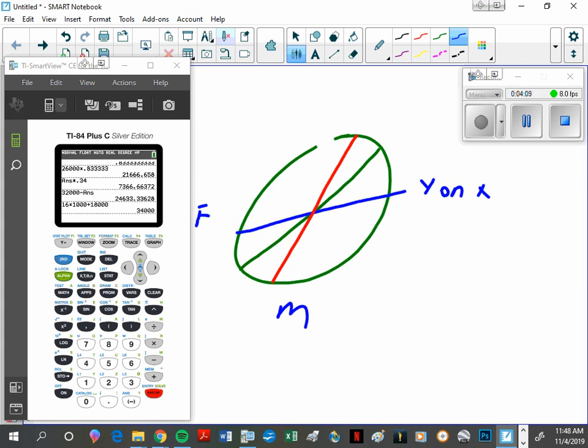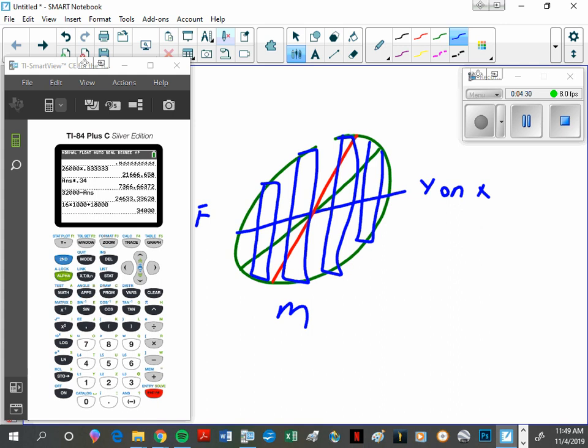Why is it called the Y on X? Because if you give me an X, I can predict your Y. The Y values depend on the X values. Okay. Now, one thing that's going to be important to notice is the Y on X line cuts all of the columns in half.